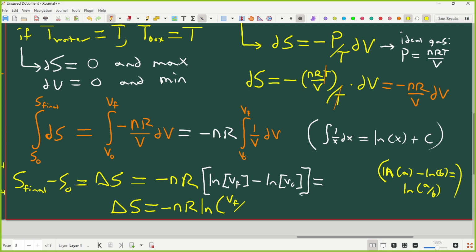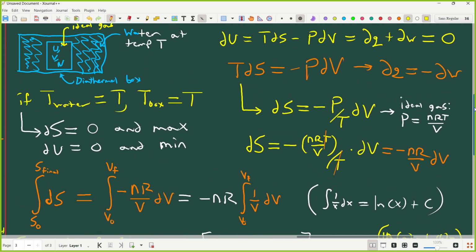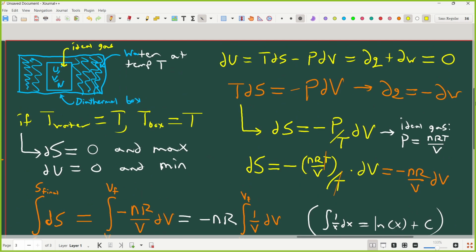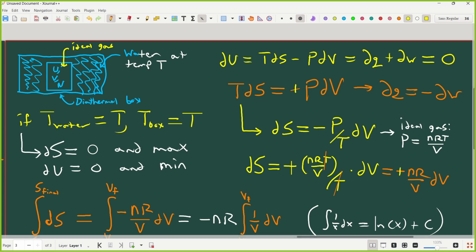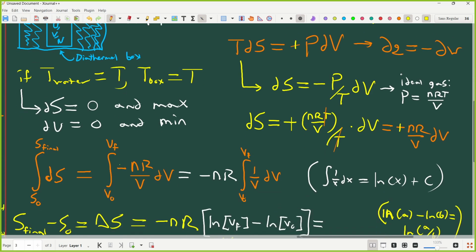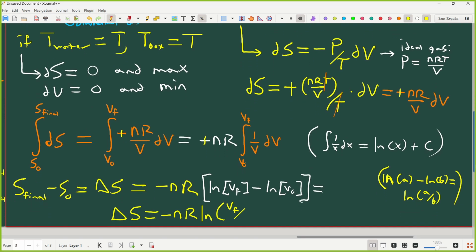I have a negative sign problem here. Sorry, it should be plus P dV, because dU is equal to T dS minus P dV, and it's equal to zero, so dS is equal to P dV over T. I forgot to get rid of the minus sign. So this is a positive. Sorry about that.